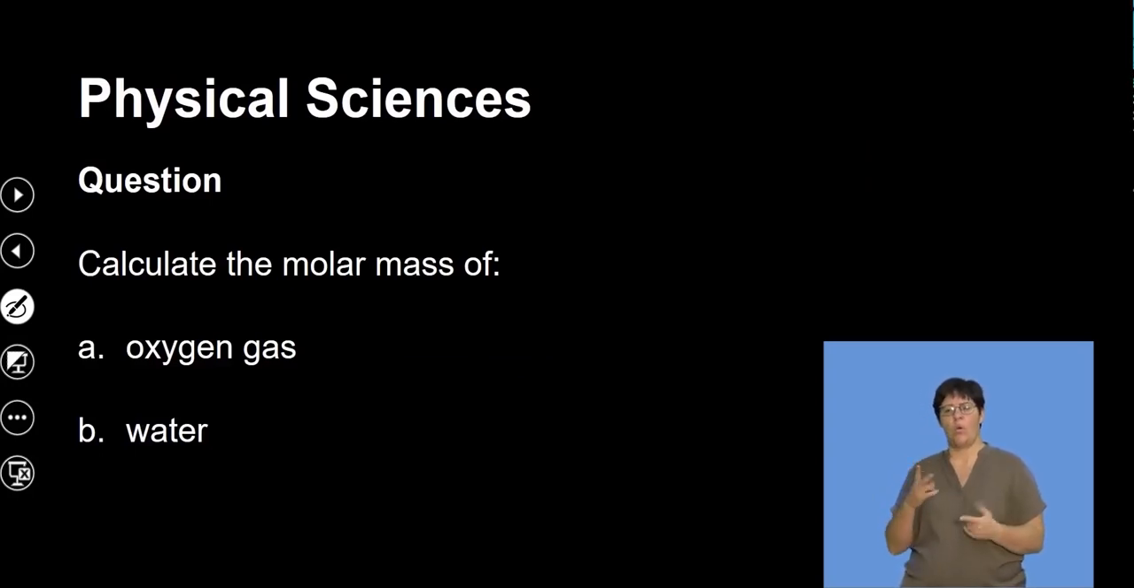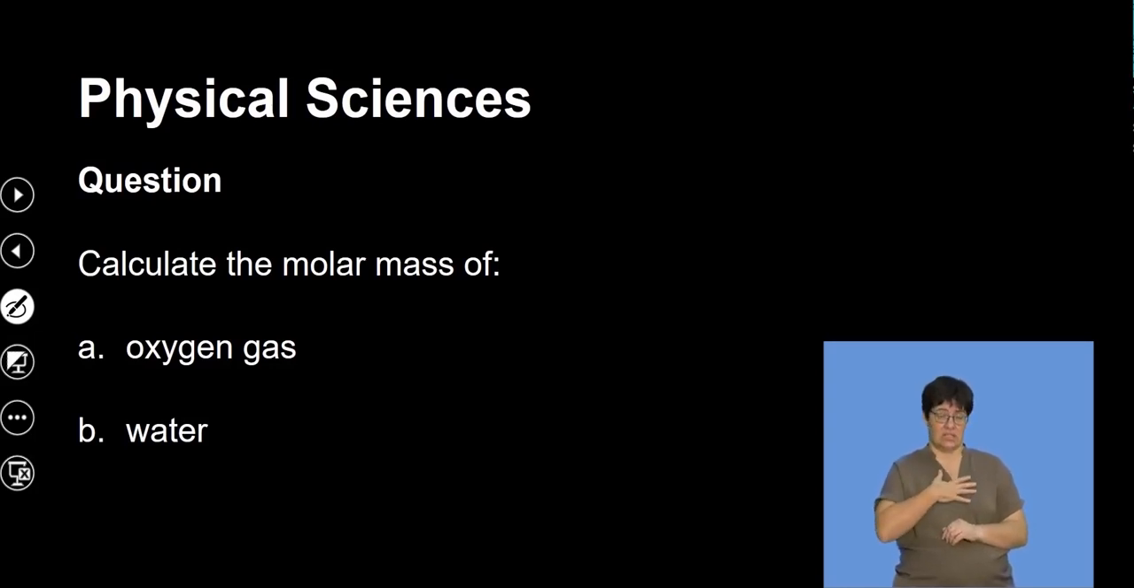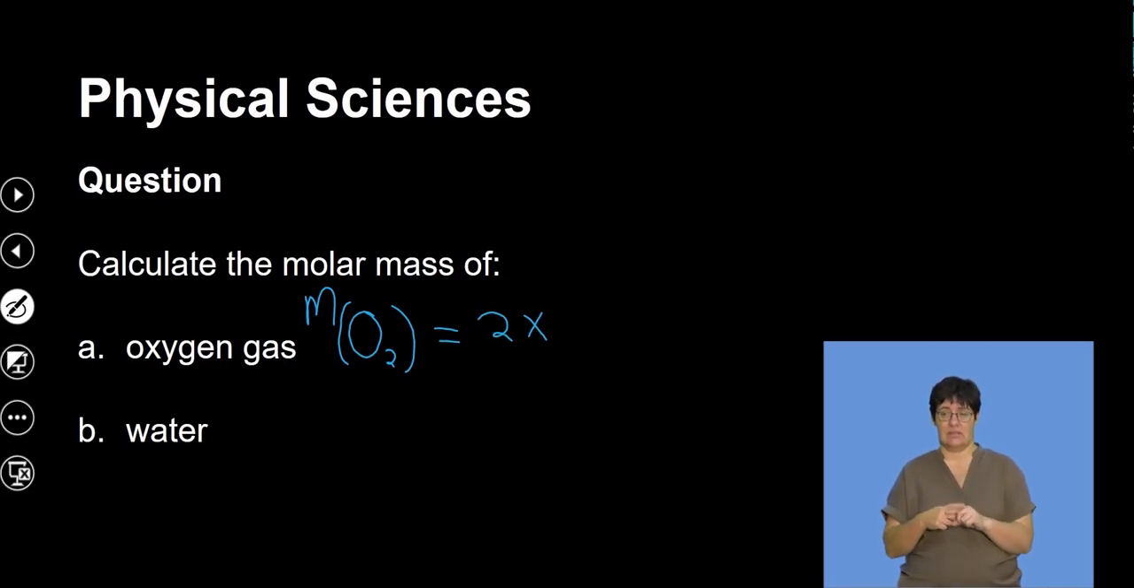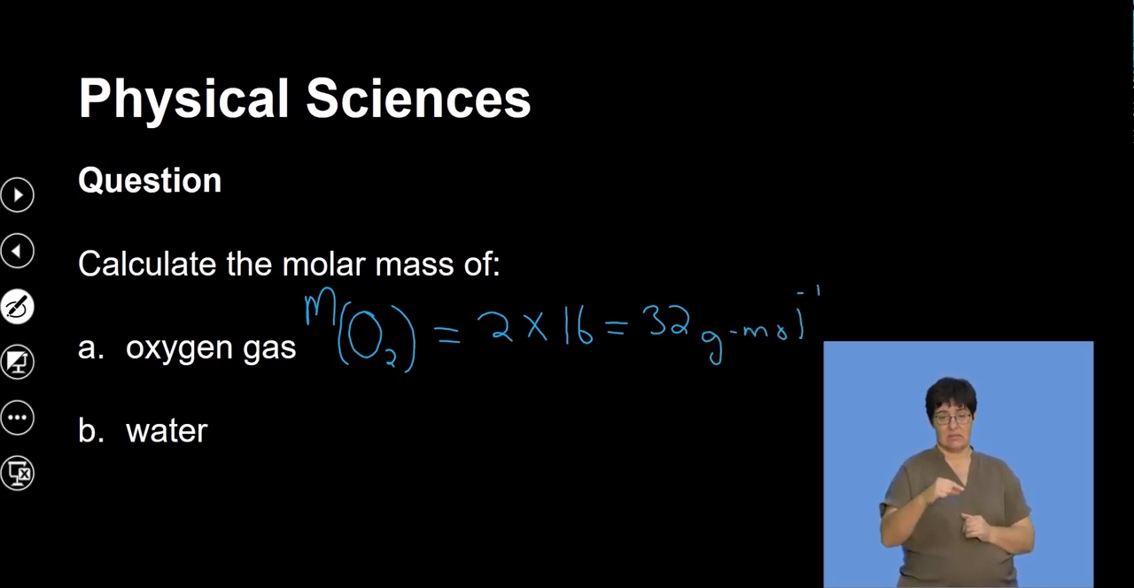How do we calculate the molar mass of a substance? First of all, in the first question, oxygen gas, we need to understand what the formula of this substance is: O2. It's a diatomic element, which exists as a molecule, and each atom has a mass of 16. So the molar mass of oxygen equals 2 multiplied by 16, which gives us 32 grams per mole. That's the molar mass.